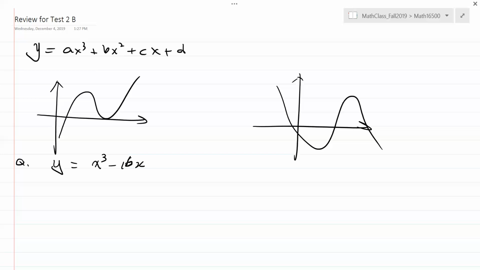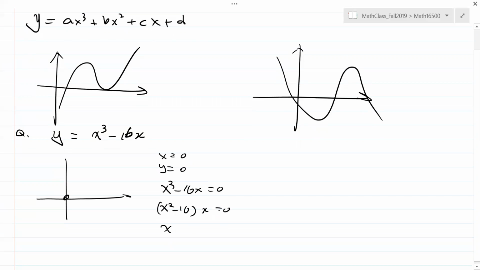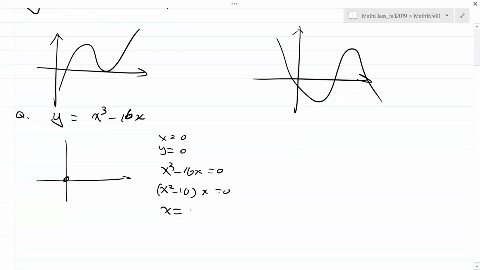Okay, so the leading coefficient here is 1. So I know the graph must look like that. Also when x equals 0, the y value is going to be 0, so it's passing through the origin. Okay, I'm going to determine 2 points here. x cubed minus 16x equals 0. You get x squared minus 16 times x. So the other 2 x-intercepts will be x squared equals 16, so x equals plus minus 4. So you have a 4 point. So clearly the graph looks like that.